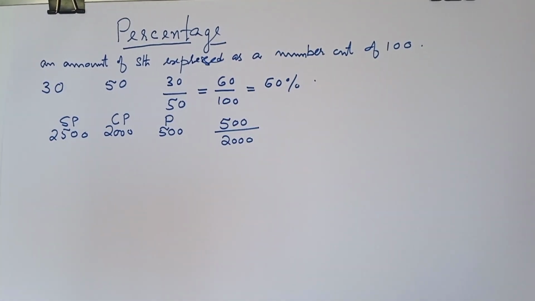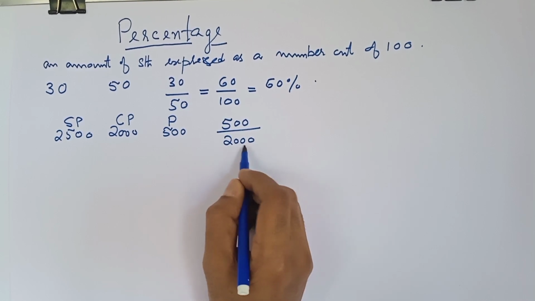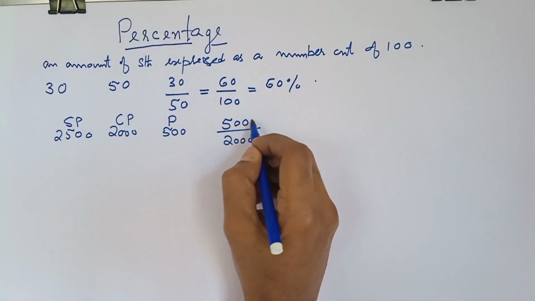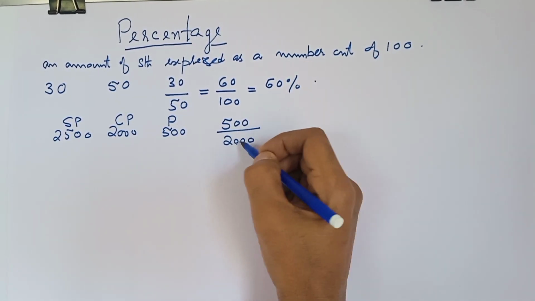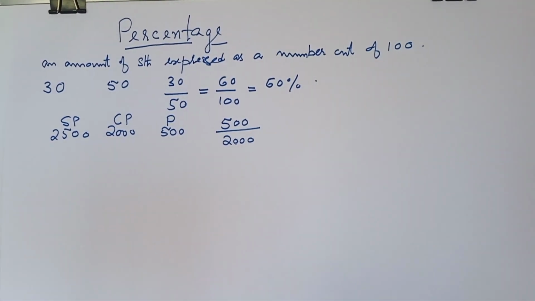Selling you can do at any price you want. So this is your investment. 500 is the profit you made out of this investment. So this is your profit. 500 is the profit. You can put it this way also, 500 out of 2000. Now how do you express it as a percentage?